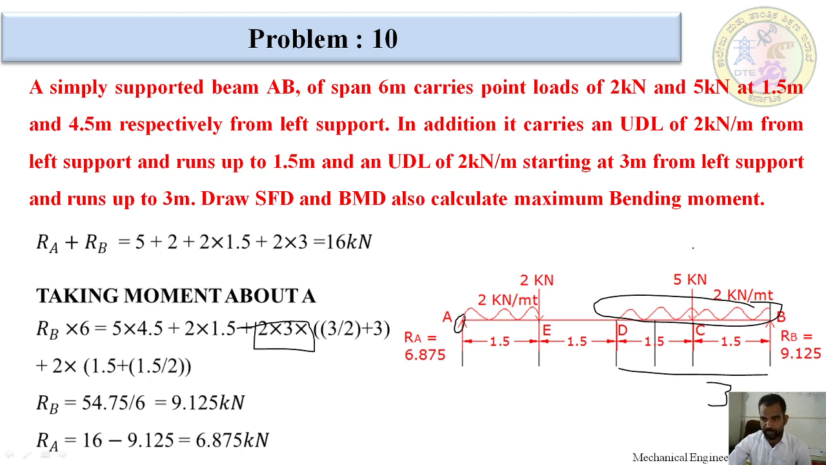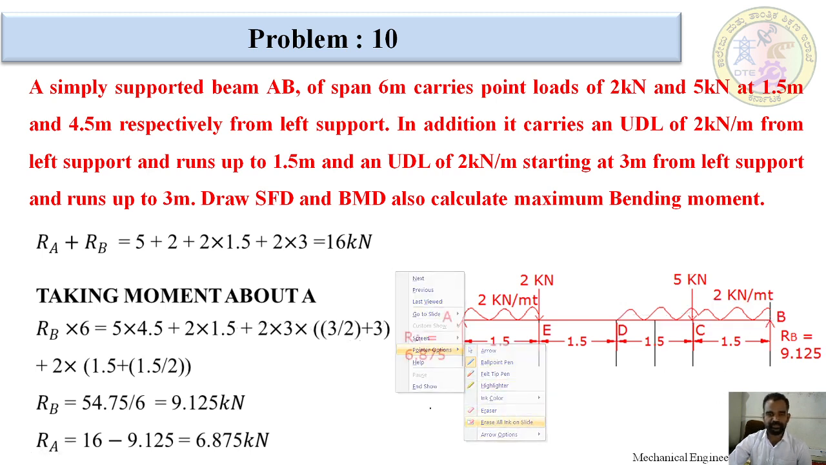For that reason, we assume that it is acting at half of the distance, which is 3 by 2. Total distance 3 by 2, plus, up to here we have come. From here to here it is 3 meters. This completes this problem, I mean this top one. After that, the next UDL is this one.